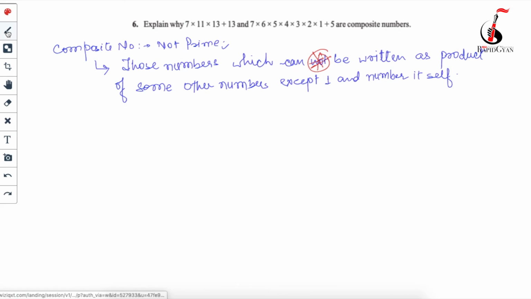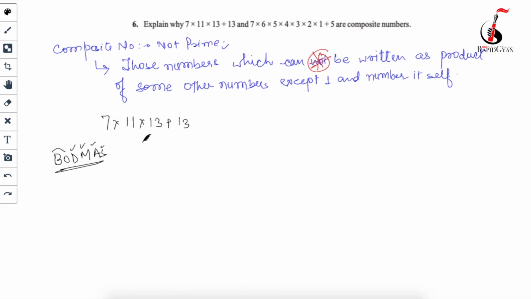So now come to your question. Okay, so what is your question saying? Let's take the first question: 7 times 11 times 13 plus 13. I hope you remember the BODMAS rule. What is BODMAS saying? First you open the brackets and then divide, multiply, add and subtract.